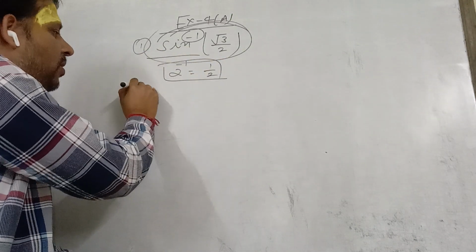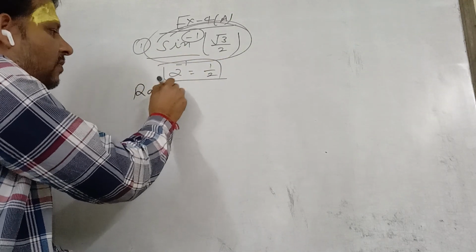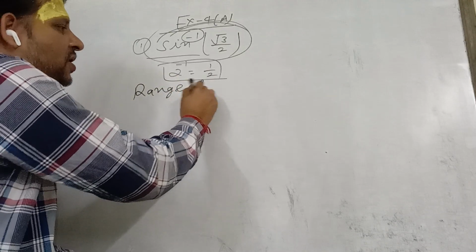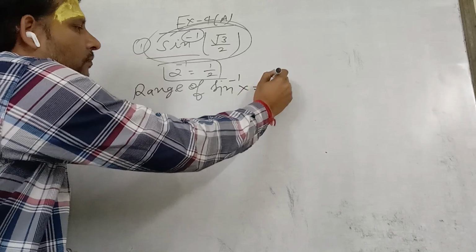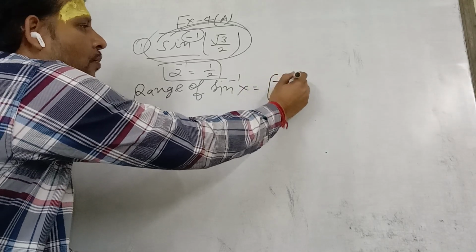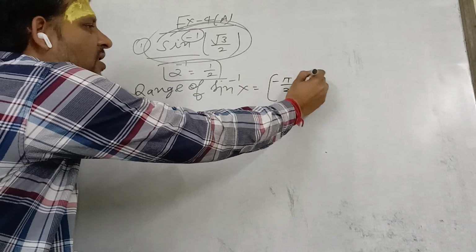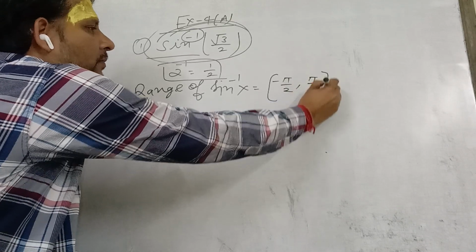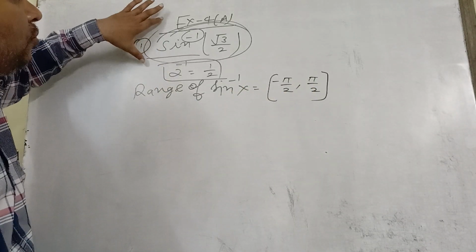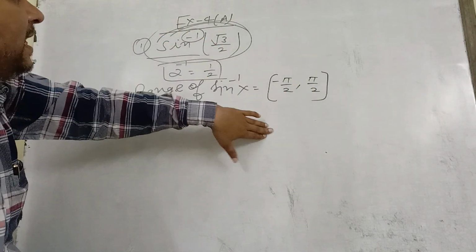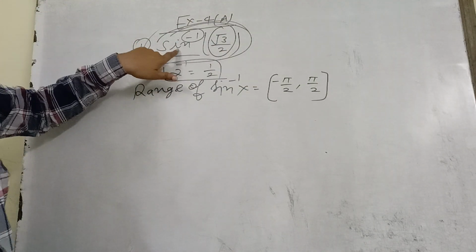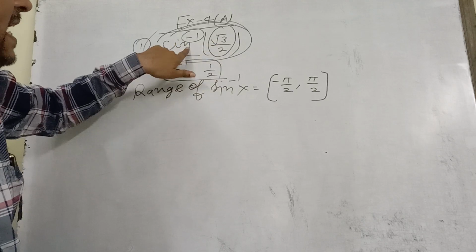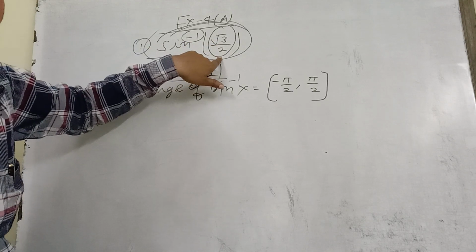So firstly we will write the range of sin inverse x, that is minus pi by 2 to pi by 2. This is the range. So we have to solve this question according to the range. What is the value of root 3 by 2 in sin? This is the value of sin 60, you already know.